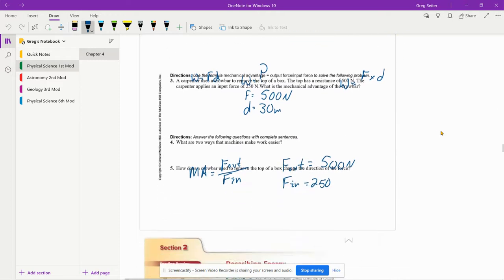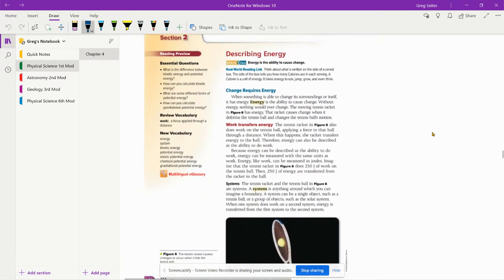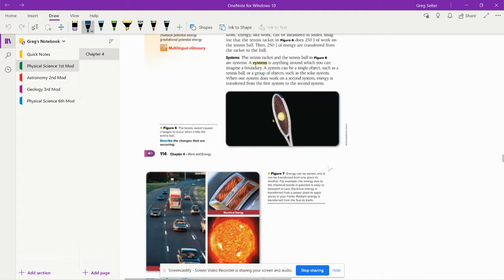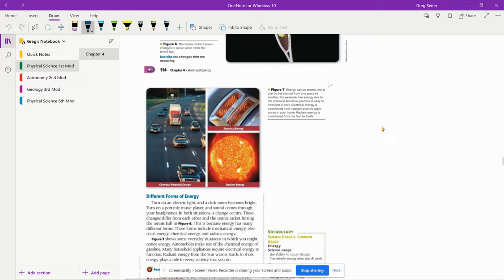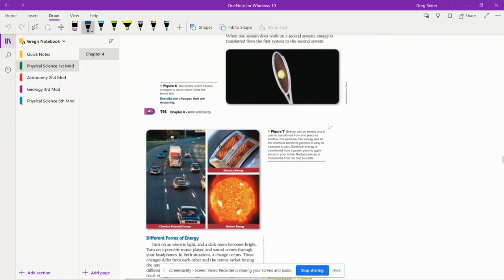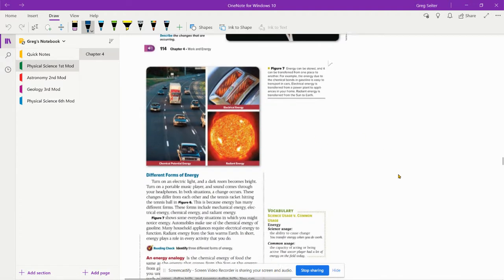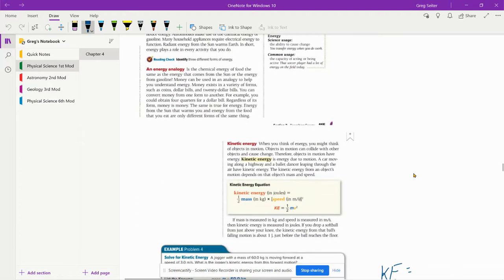Then here was the homework help. Describing energy. Work transfers energy. We learned the different ways that energy is transferred or can be transferred. All energy comes from the sun. There's different forms of energy, but all of it comes from the sun.